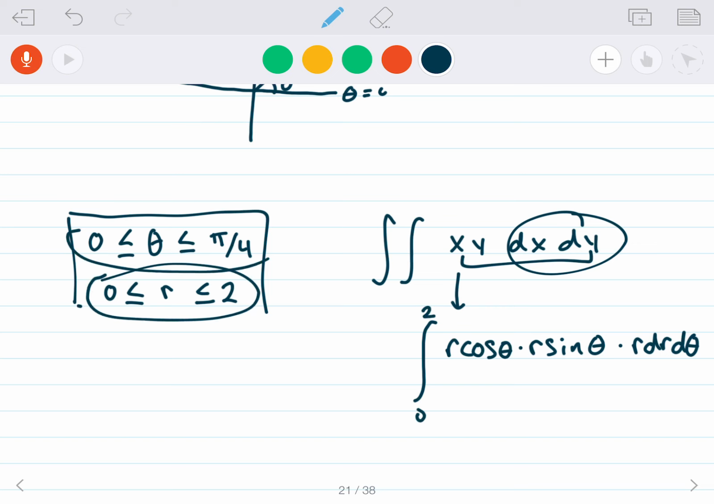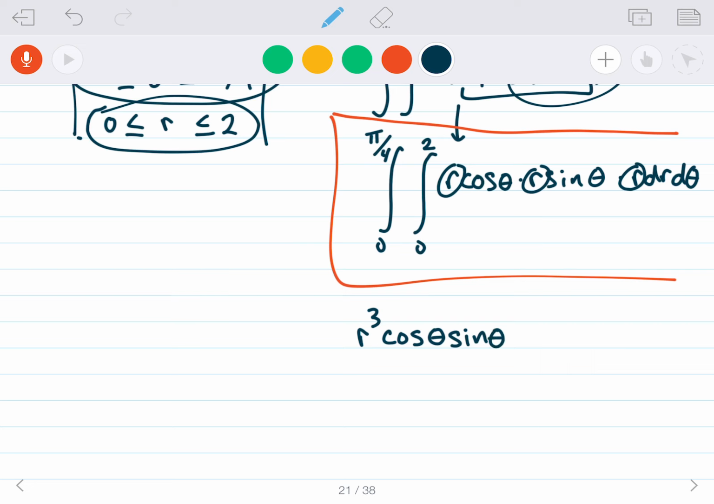Okay, so we're going with respect to r first, so I'm just going to multiply these r's out. I have 3 of them. So this becomes r cubed cosine theta sine theta dr d theta, going from 0 to 2, and then 0 to pi over 4. Okay, so let's integrate with respect to r first, leaving cosine sine as a constant. We get r to the 4th over 4 cosine theta sine theta, and we're going from 0 to 2. R equals 0 to r equals 2, since the dr comes first.